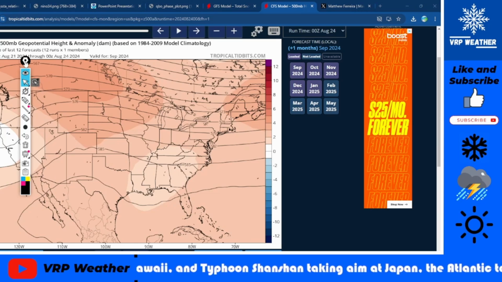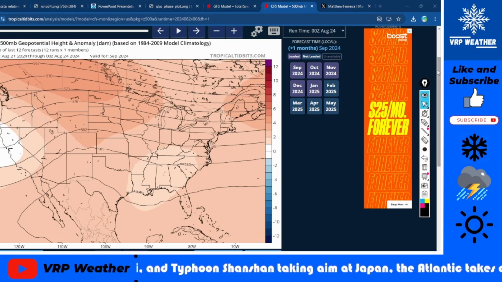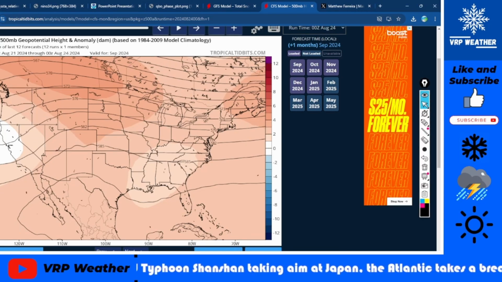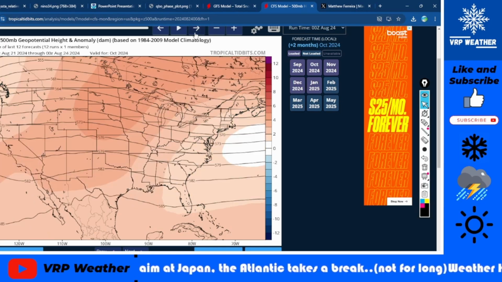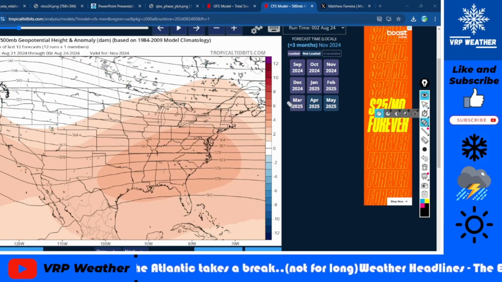Now going on to our CFS model. This shows us our temperatures month by month. So let's take it month by month. Starting out with September, widespread warmth. We're not really feeling the effects of La Nina yet. So though we have a La Nina developing, our impacts can get delayed as the patterns develop. Getting into October, relatively the same pattern. Warm conditions continue.